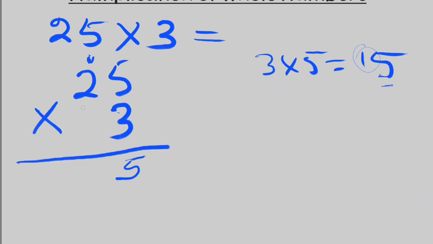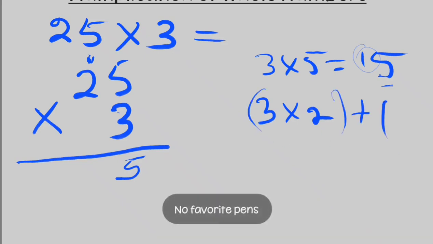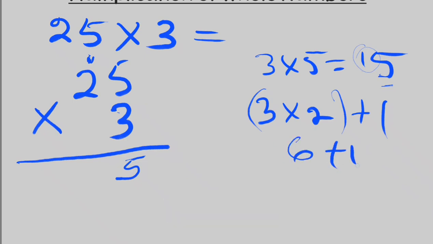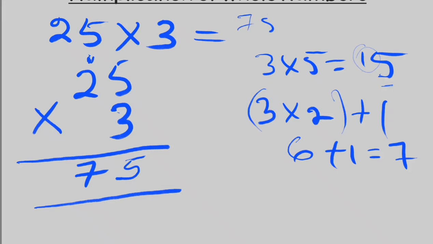So now I'm going to do 3 times 2 is 6. And then I'm going to add that 6 to this 1. So I'm going to do 3 times 2, okay, plus 1. So that's how you do it. 3 times 2 plus 1. So that means 3 times 2 is 6 plus 1. So you have 7. It's going to be 7. So remember we said 25 times 3 is 75. So 25 times 3 here is 75. That's how we do it.